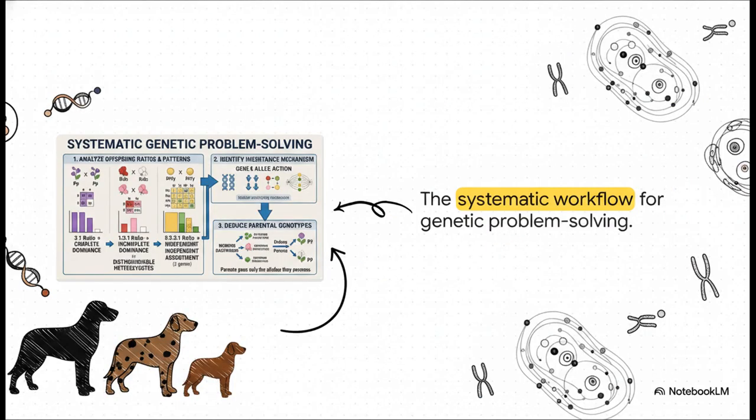And this is a perfect illustration of how we put that workflow into practice. Let's look at dog coat colors, where black is dominant to brown and solid is dominant to spotted. Imagine a cross producing 27 black solid pups, 9 black spotted, 9 brown solid, and 3 brown spotted. Notice the hidden pattern? 27 to 9 to 9 to 3 simplifies perfectly to our smoking gun, 9-3-3-1. This immediately proves independent assortment with complete dominance. So, working backward, we can confidently deduce that both parents must be dihybrids, meaning they're heterozygous for both traits, to produce this exact ratio. The ratios just effortlessly reveal the parents.